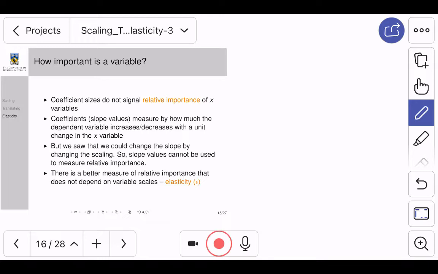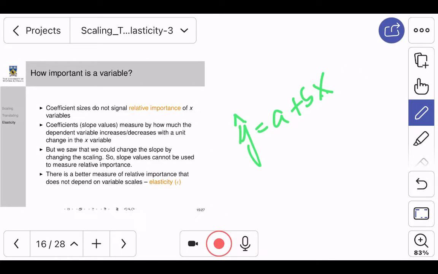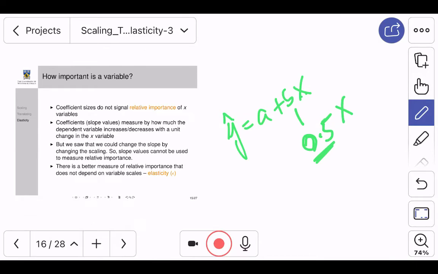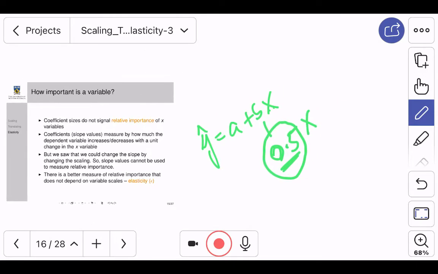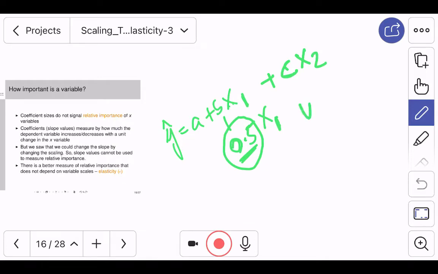If I have a regression model and I find that I can describe y as a plus b x, and so on, and let's say my b variable is 0.5, what is this telling me about the importance of x to y? Well, it's difficult to look at the size of the coefficient and see if it's better or more important than another coefficient. So this could be 0.2 for x2.